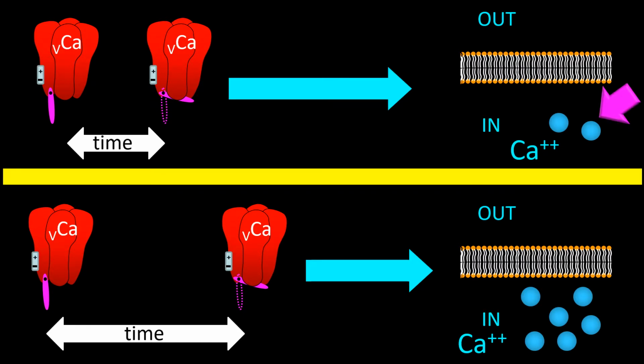This is depicted in this frame by the smaller number of blue balls inside the cell in the top panel when the calcium voltage-gated channels are only open for a short time, and by the higher number of blue balls in the lower panel when the voltage-gated calcium channels are open for a longer time.